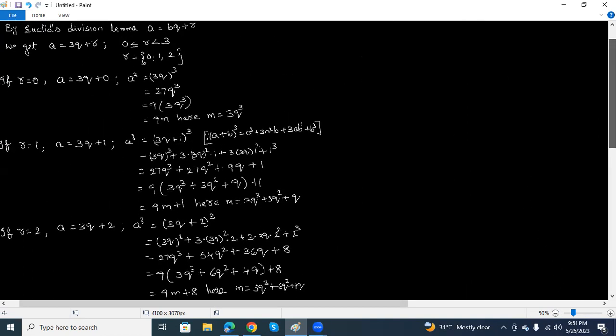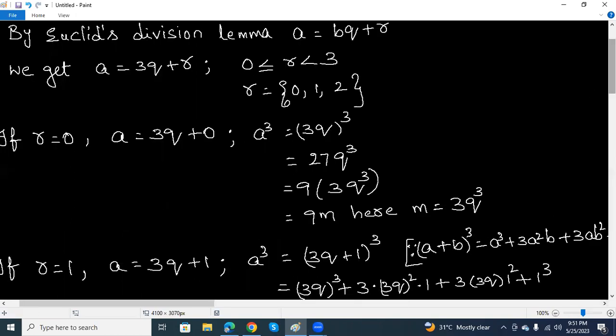So if we observe the three cases, if r is 0, we got 9m. If the r value is 1, we got 9m plus 1. If the r value is 2, we got 9m plus 8. So the cube of any positive integer is of the form 9m, 9m plus 1, or 9m plus 8.